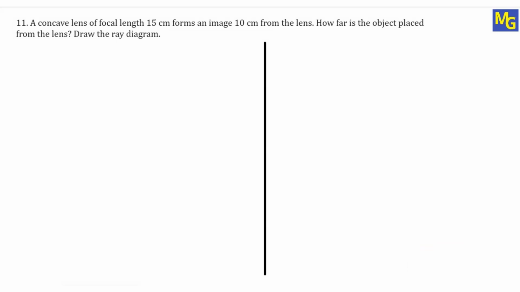Hello students, now I'm going to solve the next numerical from chapter number 9, light reflection and refraction, class 10 science, and I'm solving the numericals from your NCERT book. So let's start with the question.